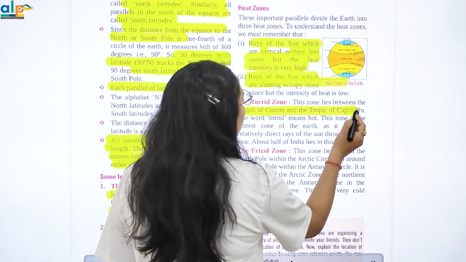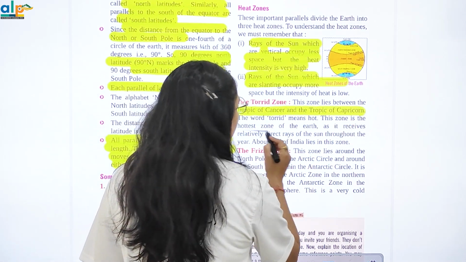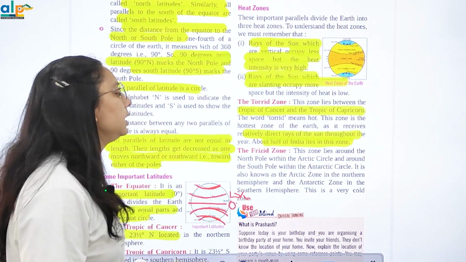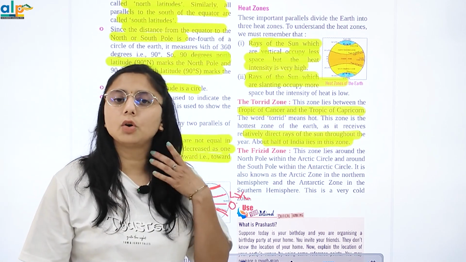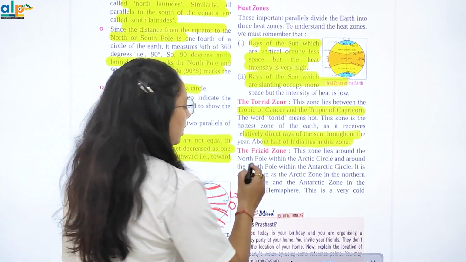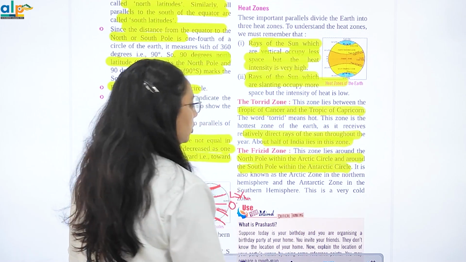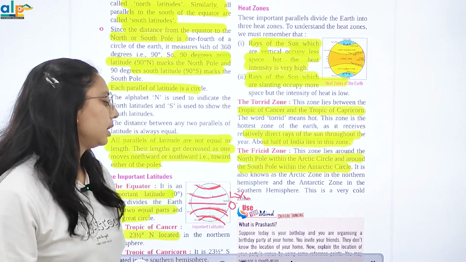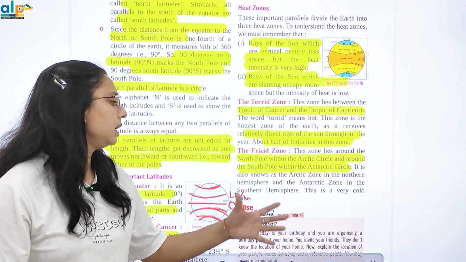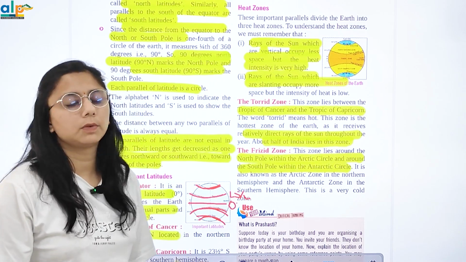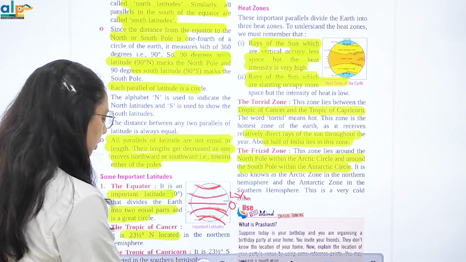टॉरिड जोन ये ट्रॉपिक ऑफ कैंसर और ट्रॉपिक ऑफ कैप्रिकॉर्न के बीच में लाई करती है. ठीक है, about half of India लाई करता है कौन सी जोन में? टॉरिड जोन. Frigid zone: North Pole within the Arctic Circle and around the South Pole in the Antarctic Circle. इसको हम Arctic zone कहते हैं in the northern hemisphere और Antarctic zone कहा जाता है southern hemisphere में, right? ये बहुत ज्यादा cold रहती है.